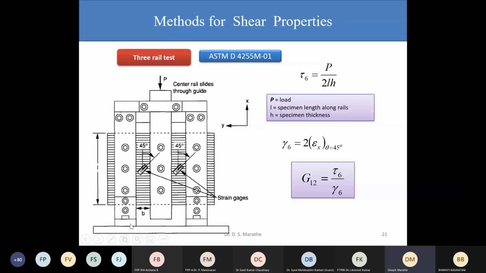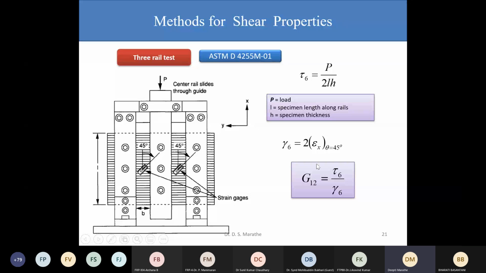So I am trying to come close to creating a pure shear condition. These are going to act as restrictions, and they are going to cause shearing at this surface and shearing at this particular surface, these two surfaces. And that is why it is 2LH in the denominator. So I come close to mimicking the pure shear condition, coming close to directly reading properties which are going to be shear properties. So from this, I get tau 6 as P upon 2LH and gamma 6 as 2 epsilon x.